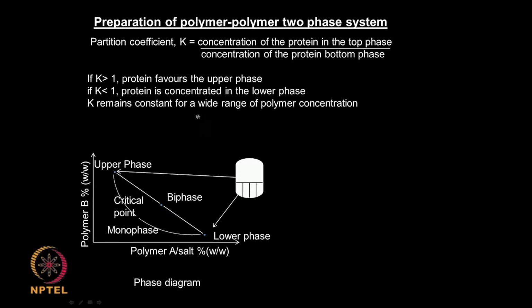Now, K remains constant over a wide range of polymer concentration, and this is how the phase diagram will look like. Polymer A and salt, polymer B. Okay. So, we have polymer or salt here and polymer B here. So, this portion will remain biphasic and this portion will remain monophasic. Okay. So, we want to work at the biphasic region here, the upper phase and this is the lower phase. So, our goal is to work at biphasic so that after the extraction we can separate the phases.